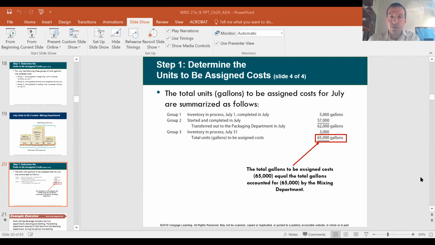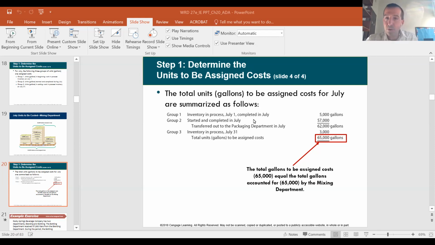So step one is we have to determine the cost to be assigned. And in order to determine the units to assign the cost to, we need to understand what unit of measure we're using, or what is the definition of a unit. For this example, we're looking at an ice cream company, Frozen Delight. So we're going to use gallons. Gallons would be the measure of the unit.